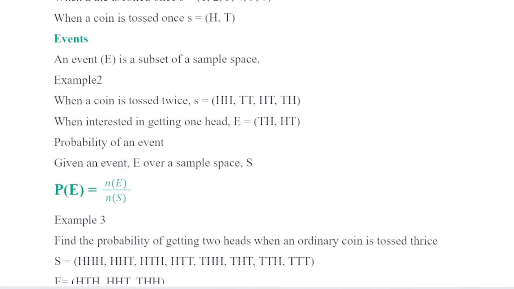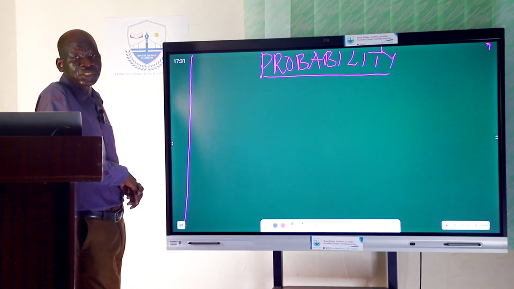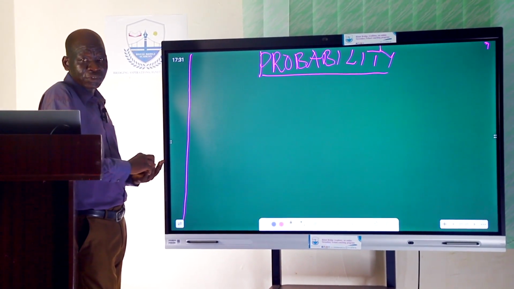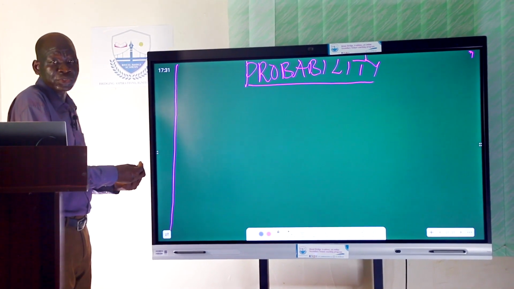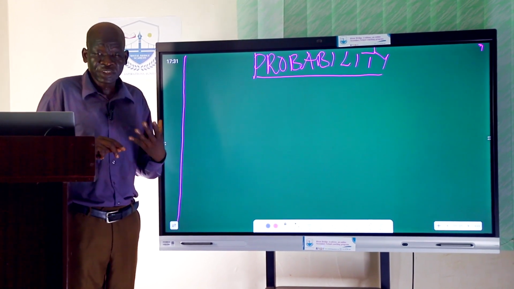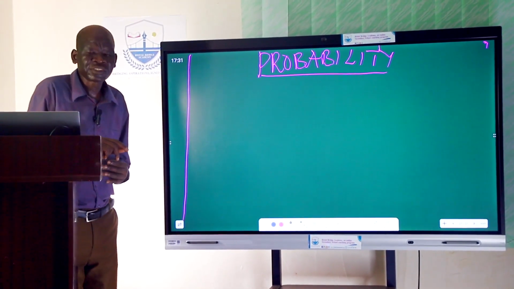Then, under probability, we also look at what we call events. An event is a subset of a sample space. That is to say, part of a sample space is what is referred to as an event. In other words, some of the outcomes in the sample space form what we call an event, or events of the sample space.